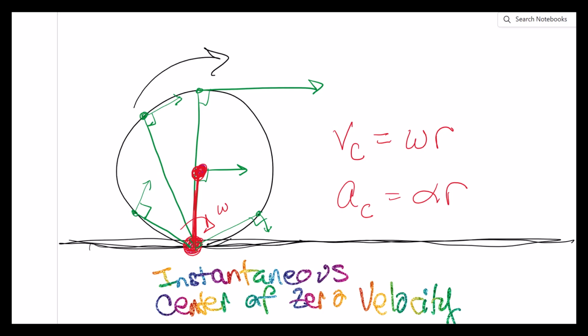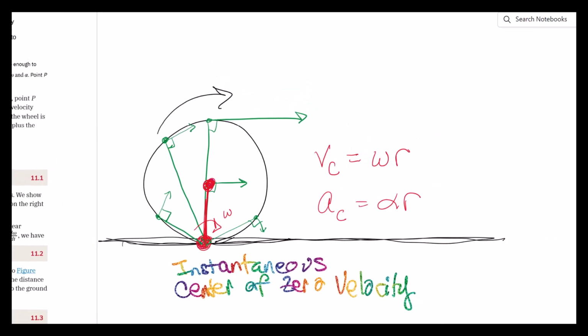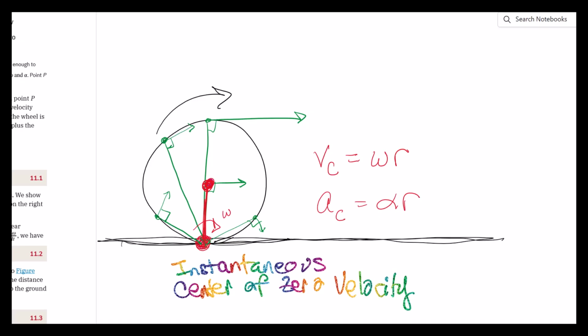And if you really want, there are whole entire videos in dynamics where we get into the physics and the mechanics and we do calculus and it's so fun. But for the purposes of right now, the center of a wheel, if you get it, goes omega r, and the center of the wheel goes alpha r for its acceleration.